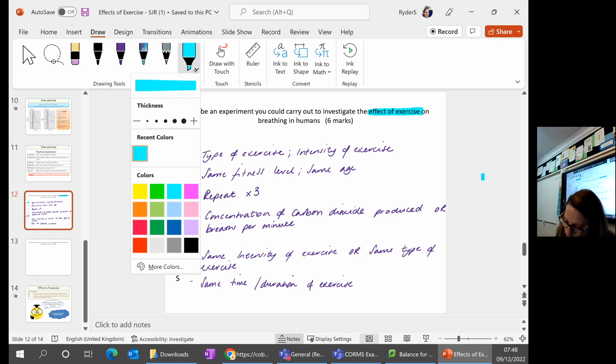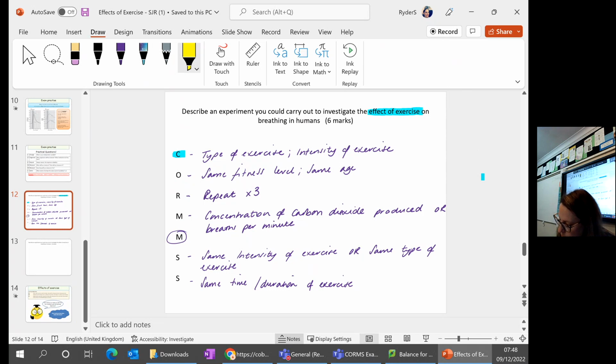Then let's do our dependent variable. It's easier to do those. We've got what we're changing and what we're measuring. It's so much easier to do the other parts. Okay, let's do the dependent variable in yellow. So, investigate the effect of exercise on breathing in humans. So breathing, that's our M, what I'm measuring. We want to know how exercise affects our breathing rate, essentially.